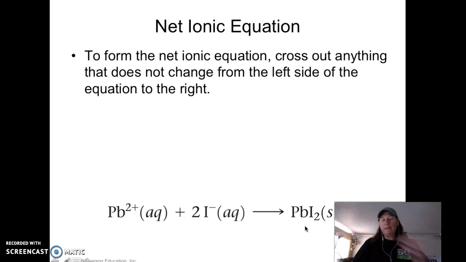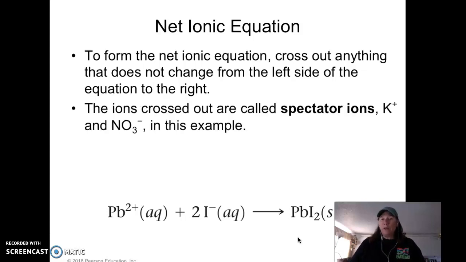Okay, and again, I did that. Once I get rid of my spectator ions, this is what really occurs in that reaction: lead 2 and 2 iodine combined to form lead 2 iodide, because this is the precipitate. All the rest of them, because they're the same on both sides, they're not really involved in the reaction. So if they're the same on both sides, you cross them out. And again, those are called spectator ions. Okay, they're there, they're just watching.